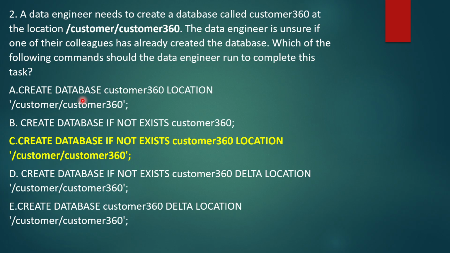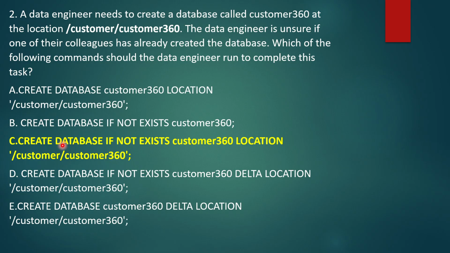They have given some options: CREATE DATABASE customer360 LOCATION customer360; CREATE DATABASE IF NOT EXISTS customer360; CREATE DATABASE IF NOT EXISTS customer360 LOCATION customer360; CREATE DATABASE IF NOT EXISTS customer360 DELTA LOCATION customer360; and CREATE DATABASE customer360 DELTA LOCATION customer360. Here is the step-by-step explanation. The correct answer is CREATE DATABASE IF NOT EXISTS customer360 LOCATION customer360.